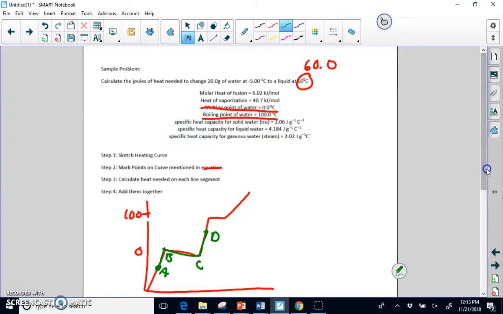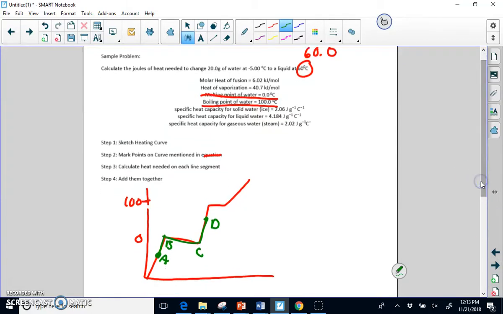So now I need to calculate the heat for line segment AB. That's when the line is going up. So we're going to use the mass times the specific heat times the change in temperature. And if we look, the mass of the water is 20.